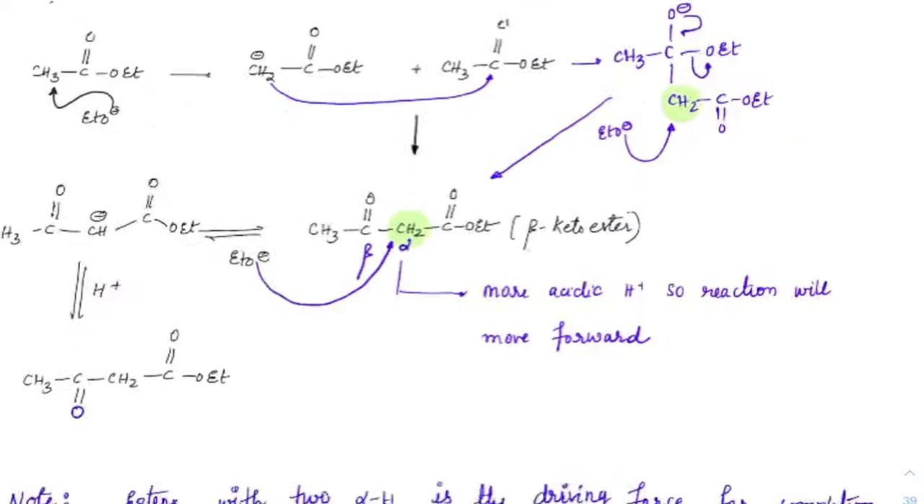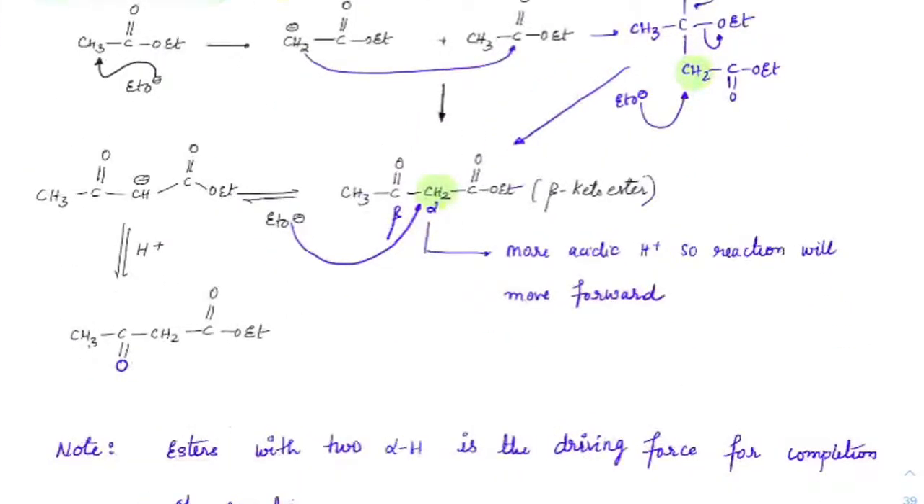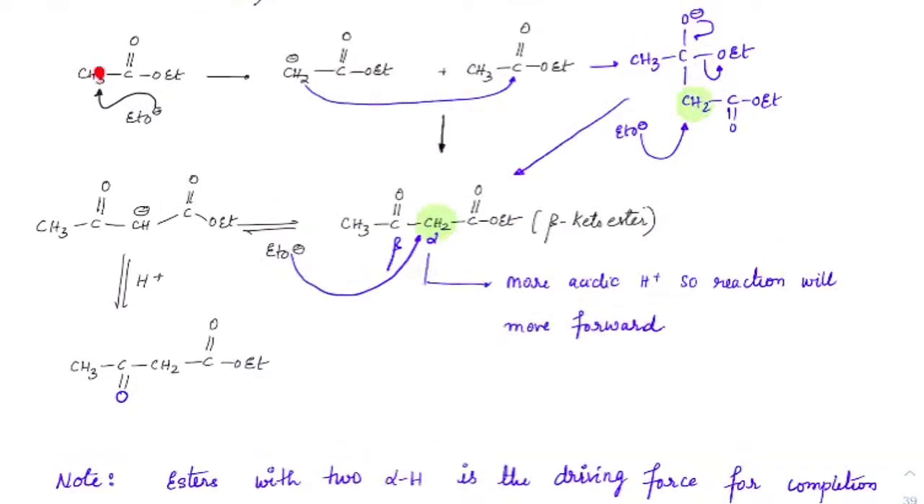So one thing you need to note is that at least if you have 2 alpha hydrogens to initiate with, then one alpha hydrogen at least will be present here. So EtO minus will extract the proton rather than attacking as a nucleophile. So this EtO minus does not attack here. EtO minus will extract the proton only and make the reaction extend in the forward direction. Okay.